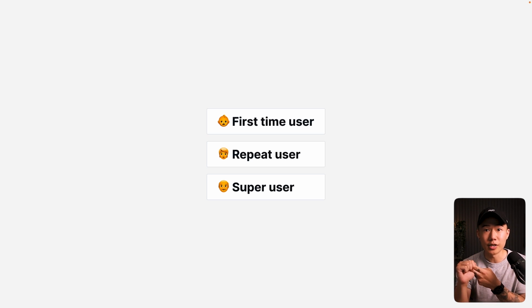Then you have the repeat user, so someone who maybe has made a first purchase and is returning for the second time. Then you have the super user, someone who maybe has purchased 50 or even 100 times through the platform and they really understand what the application is about. And as you can see, all 3 user roles will have 3 different levels of expectations.